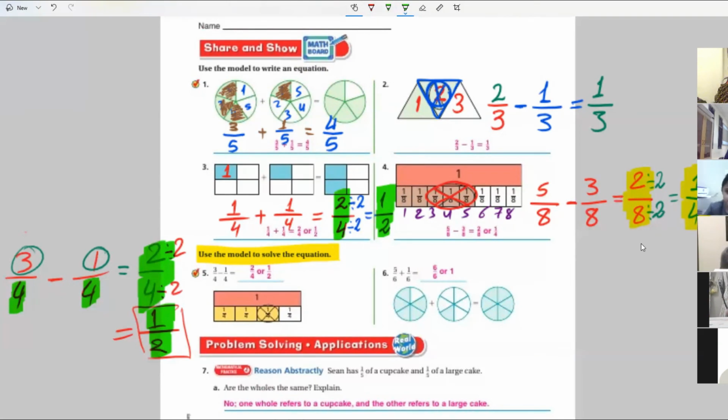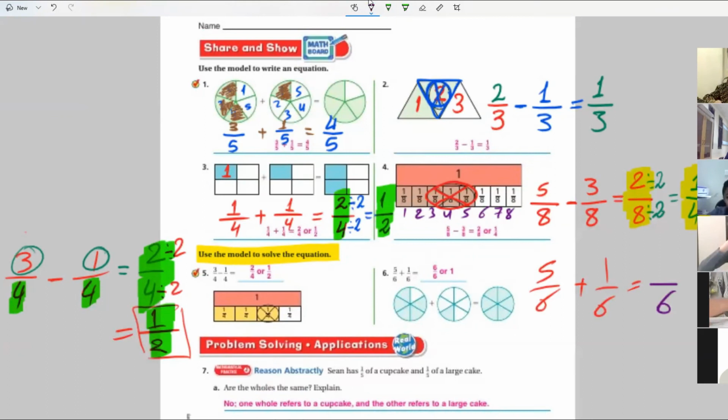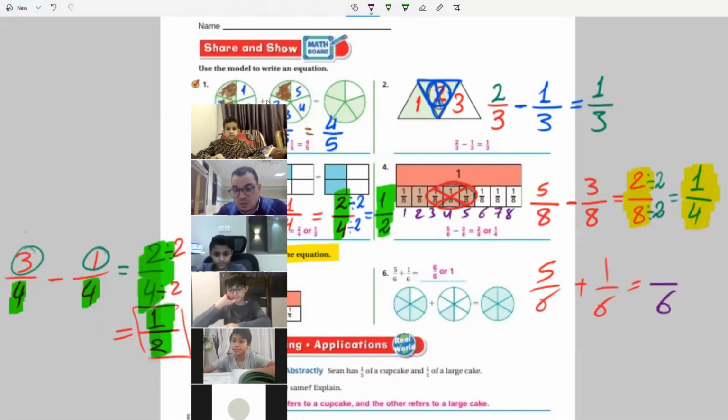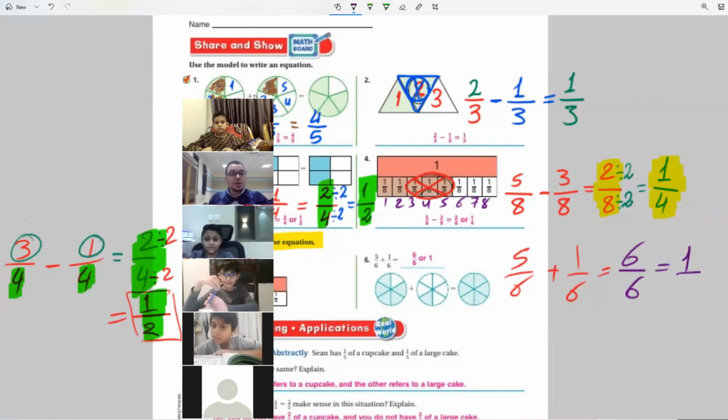Abdullah, what about the next one? Let's rewrite it here. 5 over 6 plus 1 over 6 equals what? Put 6 here, and 5 plus 1 is 6. So 6 over 6 equals what? 1. Because any number divided by itself equals 1. Any number over itself equals 1, right?